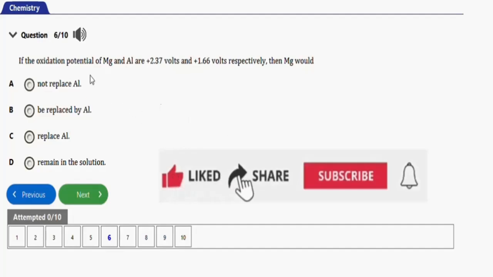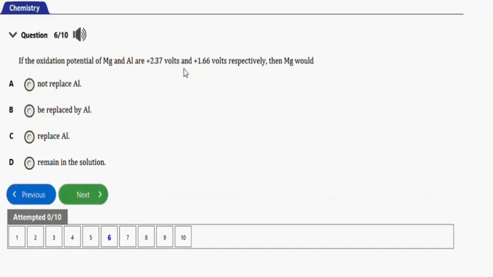This question says, if the oxidation potential of magnesium and aluminium are these volts and these volts respectively, then magnesium would be. So to do this, guys, the answer will be, let's say option A, not replace aluminium, no. Be replaced by aluminium, no. Replace aluminium, yes, this will be the right answer.